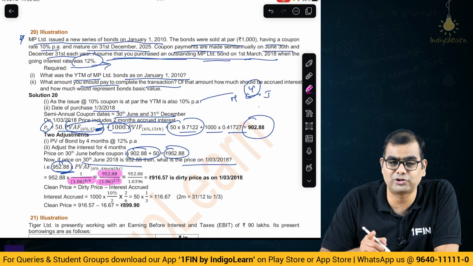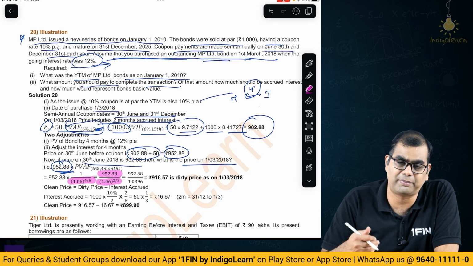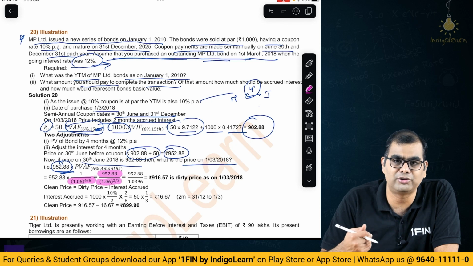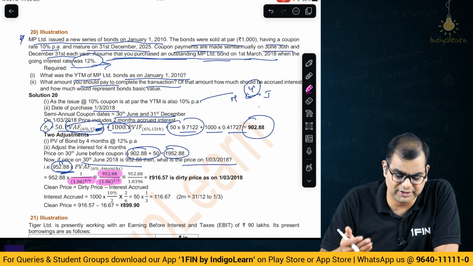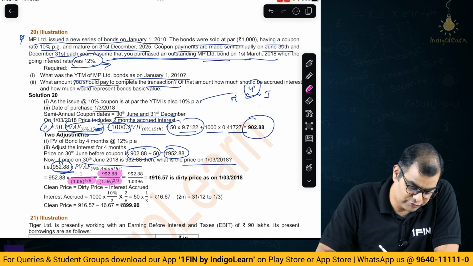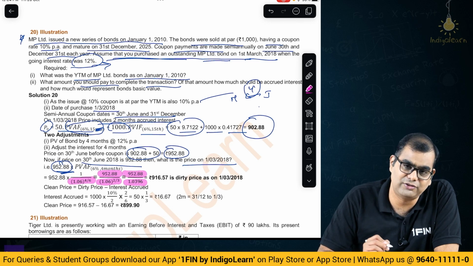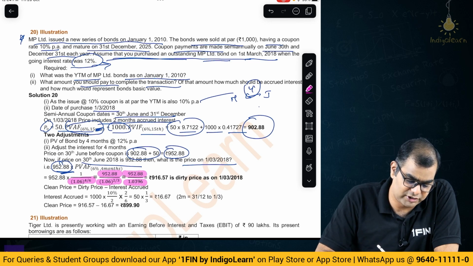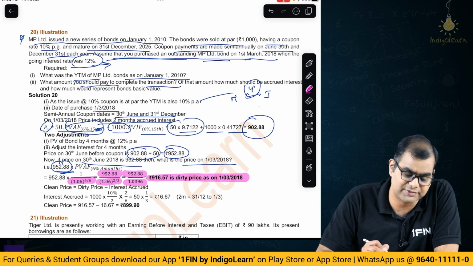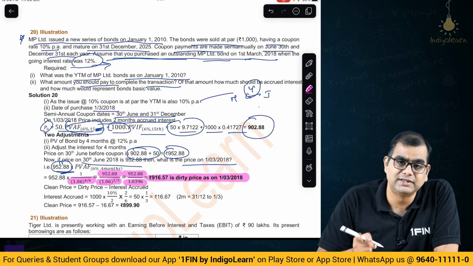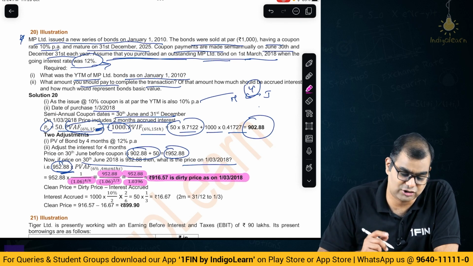Now, when you have to compute power 2 by 3, I just showed you in the previous problem how you compute an exponent value. The same thing can be applied here also. So you find a value which comes to 1.0396. So that is the present value factor. So you divide 952 by 1.0396, and you get 916.57, which is the dirty price. This is the dirty price. It actually includes the interest also.